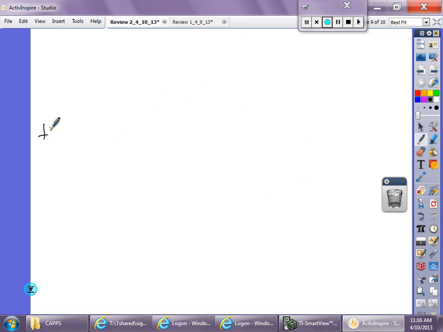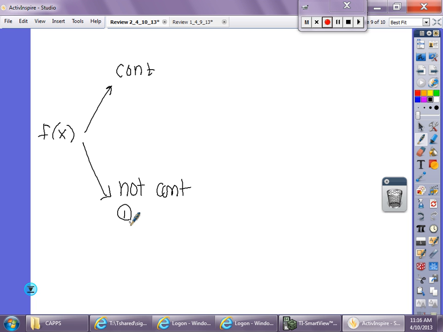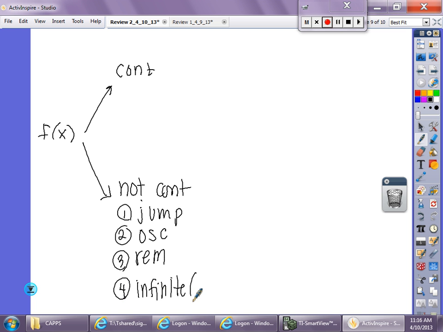So, given that you have a function f of x, that function can be two things. You can either be continuous, or you can be not continuous. And if you're not continuous, we already said that there's 4 ways to not be continuous. What are the 4 ways? First, jump is one of them. Oscillating is one of them. Removable is another one. Infinite, which is the same thing as a vertical asymptote. All right, so we got that.